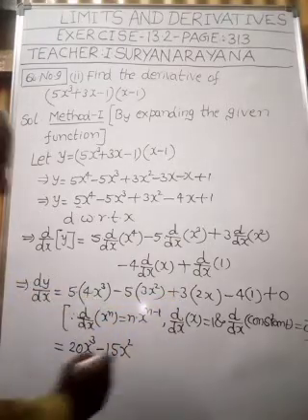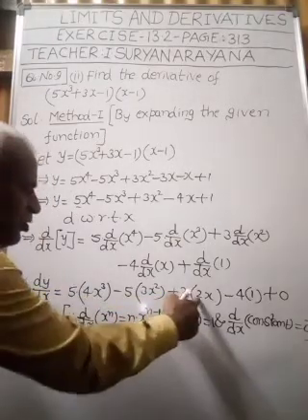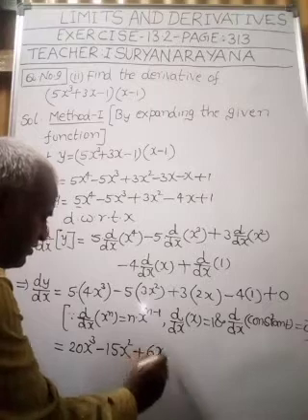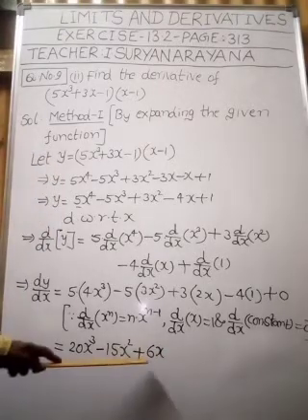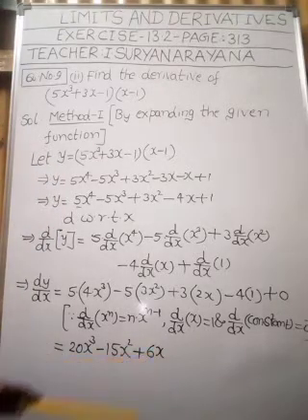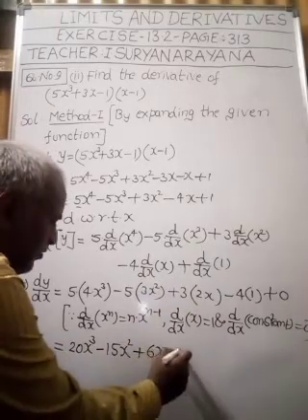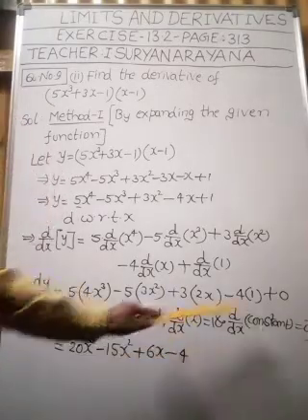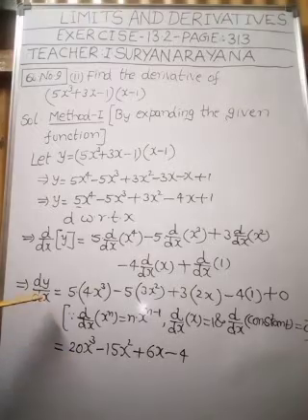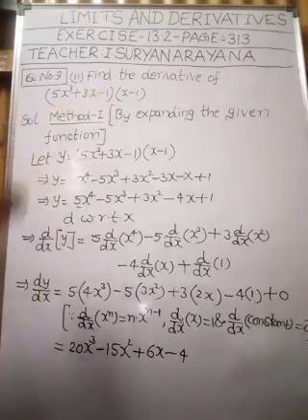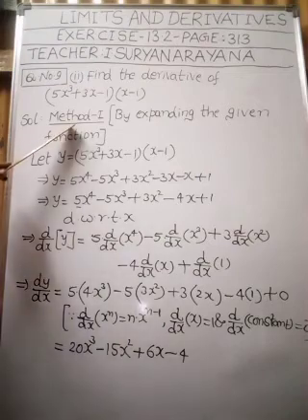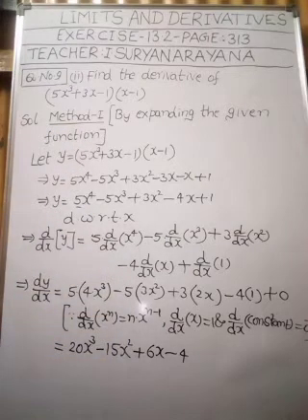Right. Plus, come to the third term. 3 into 2x, 3 twos are 6, so 6x. Okay, my children? Understood the third term? Right. Minus 4 into 1, 4. So this is the value of dy by dx. This is the derivative of this given function in this method 1. Okay, my children, understood this method?